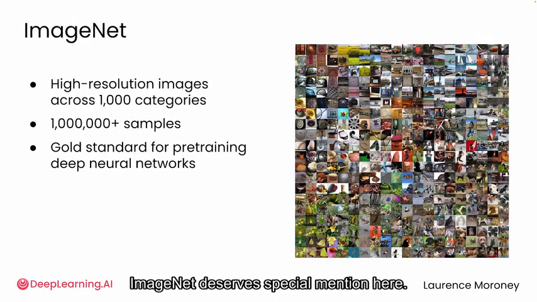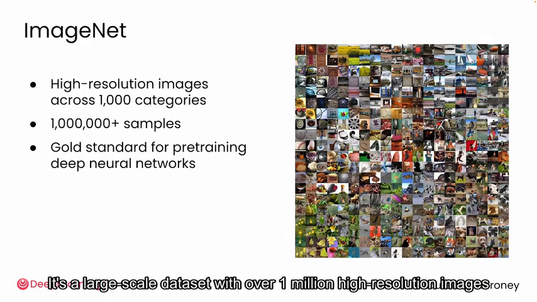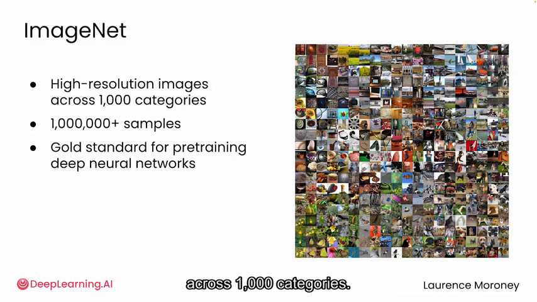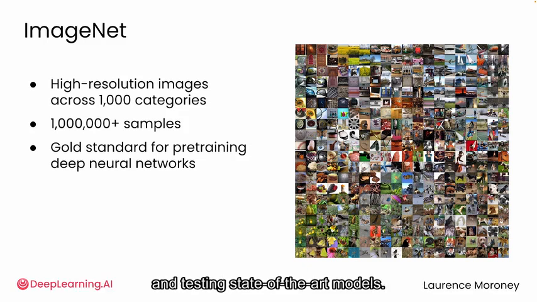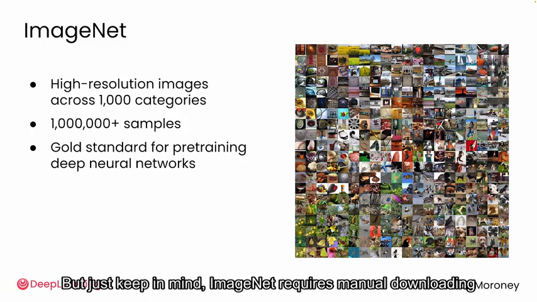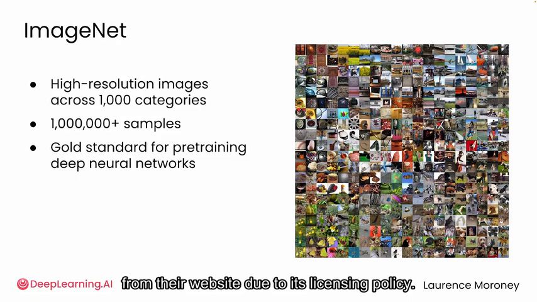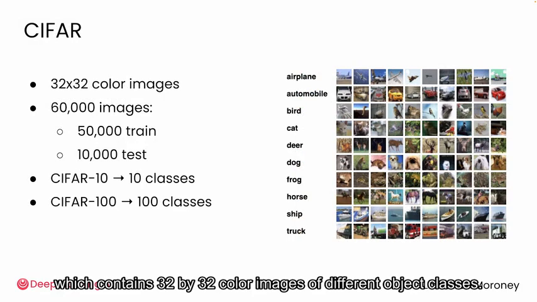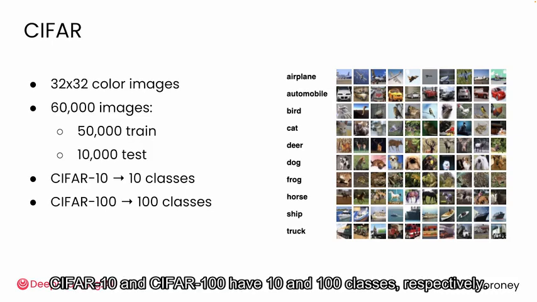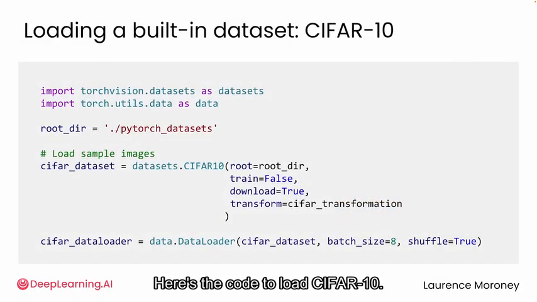ImageNet deserves special mention here. It's a large-scale dataset with over 1 million high-resolution images across 1,000 categories. It has long been the gold standard for training deep neural networks and testing state-of-the-art models. But just keep in mind, ImageNet requires manual downloading from their website due to its licensing policy. Let's now look at how to load a pre-built dataset like CIFAR, which contains 32 by 32 color images of different object classes. CIFAR-10 and CIFAR-100 have 10 and 100 classes respectively. Here's the code to load CIFAR-10.